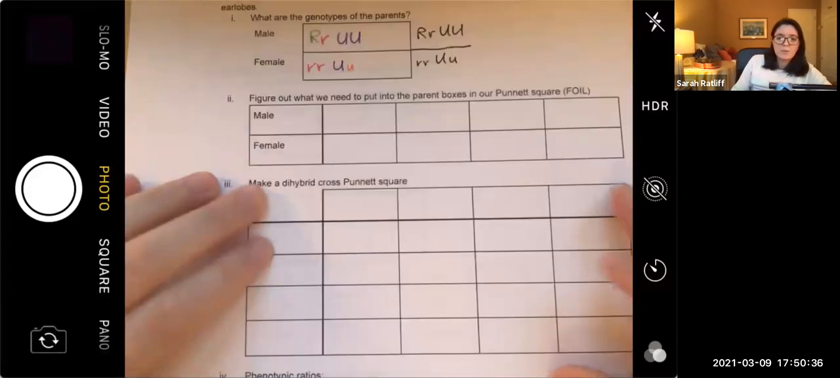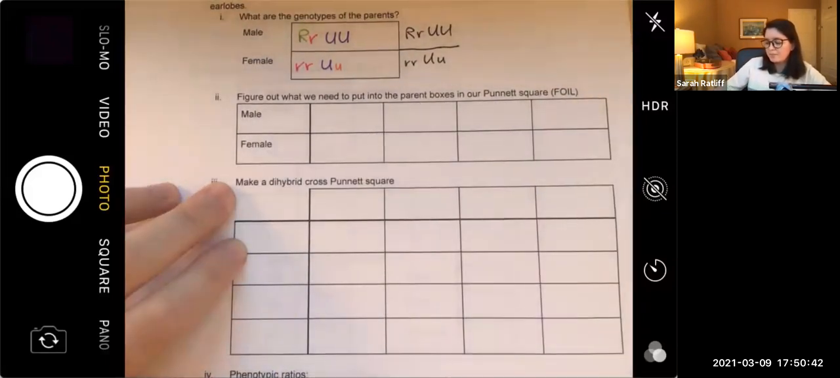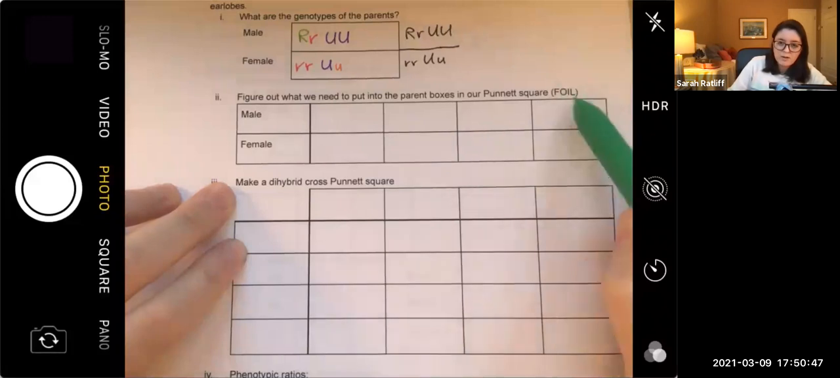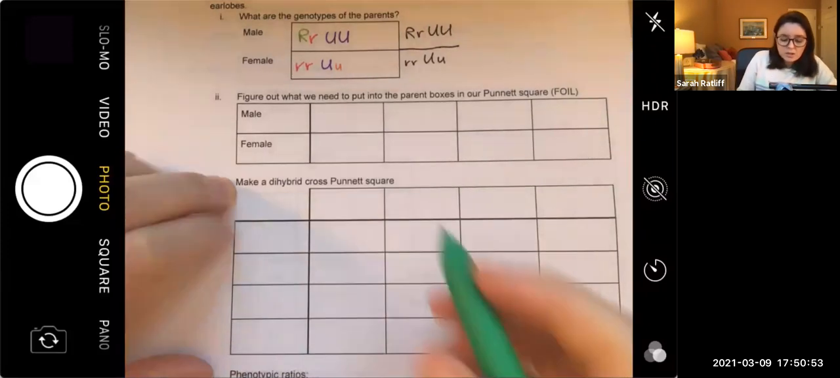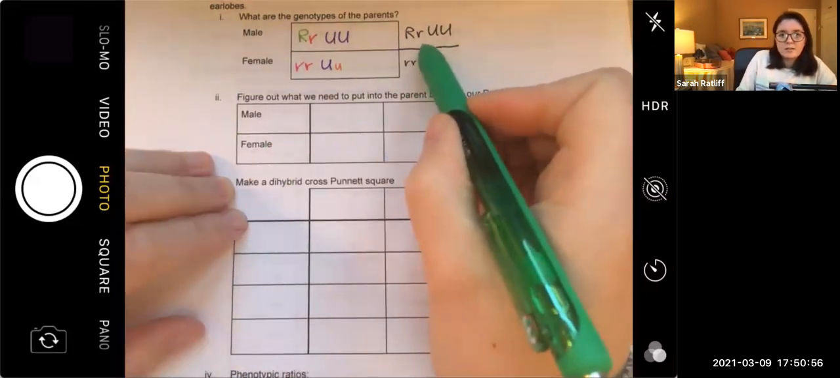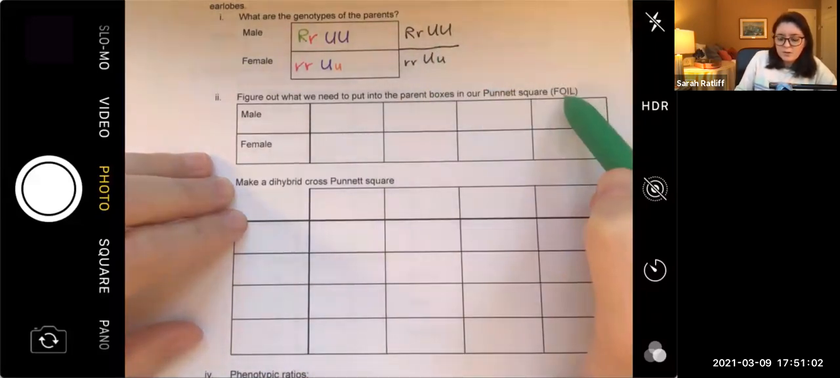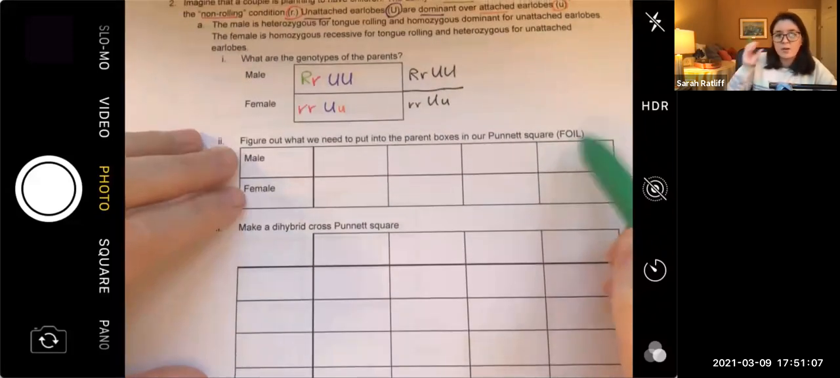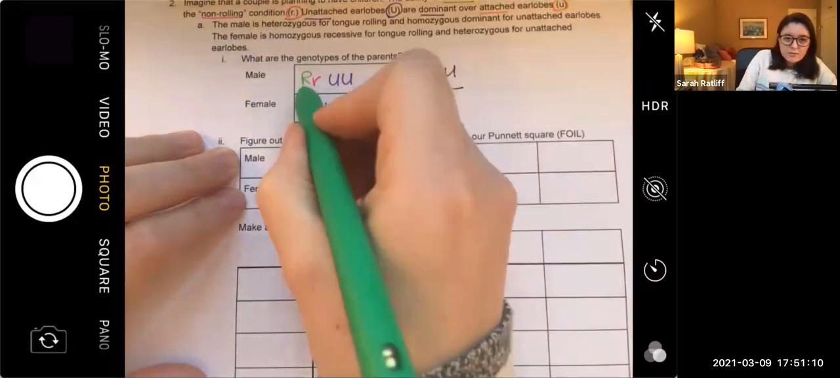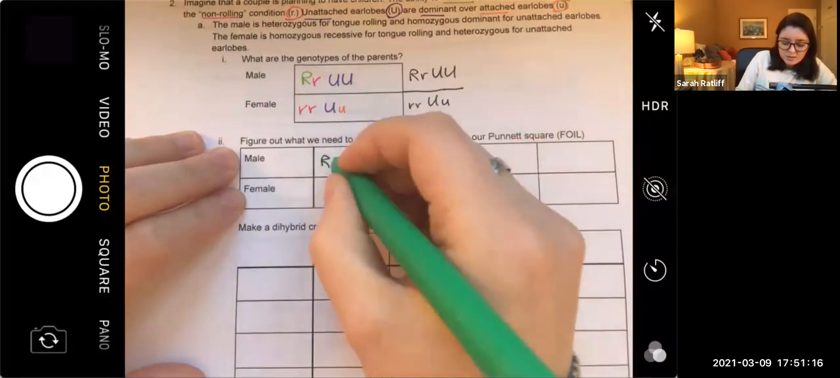All right, so now we know what our parent genotypes are going to be. We need to figure out what we're going to put in our parent boxes. Looking at our parent boxes here, we need to FOIL. We have 4 boxes to fill for each of our parents. Starting with the male, we know he is Rr heterozygous, UU homozygous dominant. We got a FOIL. So first, what are our first 2 terms of each of our traits? The first one for tongue rolling is big R. The first one for earlobes is big U.